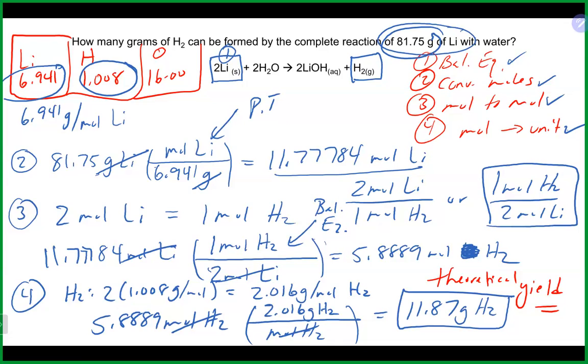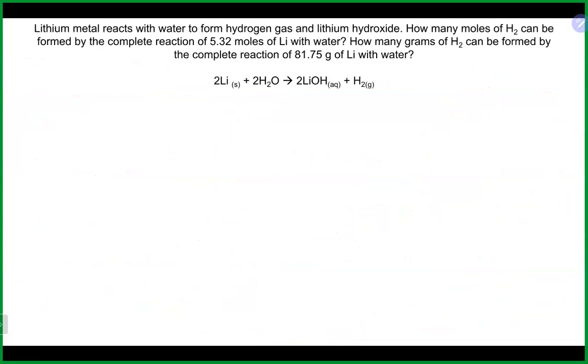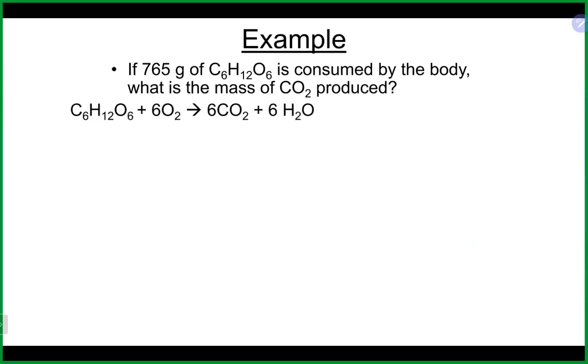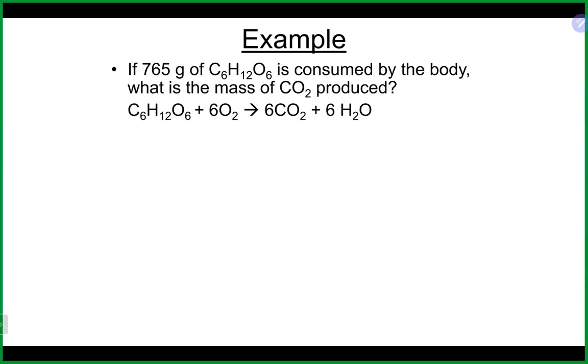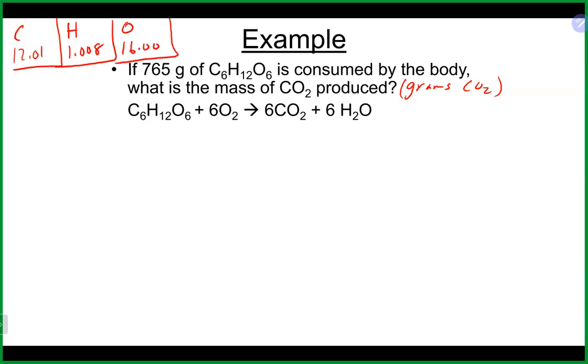All right, so let's try another one here on our way to professionalism of stoichiometry. Based on this equation, you're starting with 765 grams of C6H12O6. How many grams of CO2 will you produce? I'll give you some numbers here. Carbon is 12.01, hydrogen 1.008, and our oxygen there is still 16. All right, give it a go. Follow the 4 steps. Even if the equation looks scary, still follow the 4 steps. Doesn't matter.